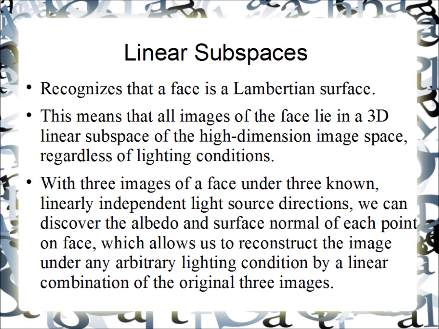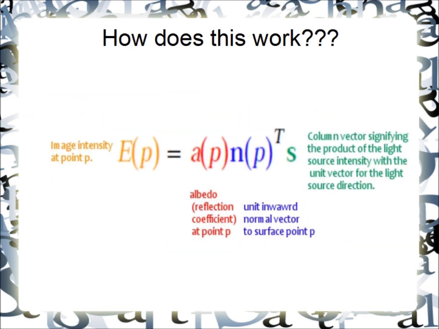regardless of lighting conditions. With three images of a face under three known linearly independent light source directions, we can discover the albedo and surface normal of each point on the face, which allows us to reconstruct the image under any arbitrary lighting condition by a linear combination of the original three images.